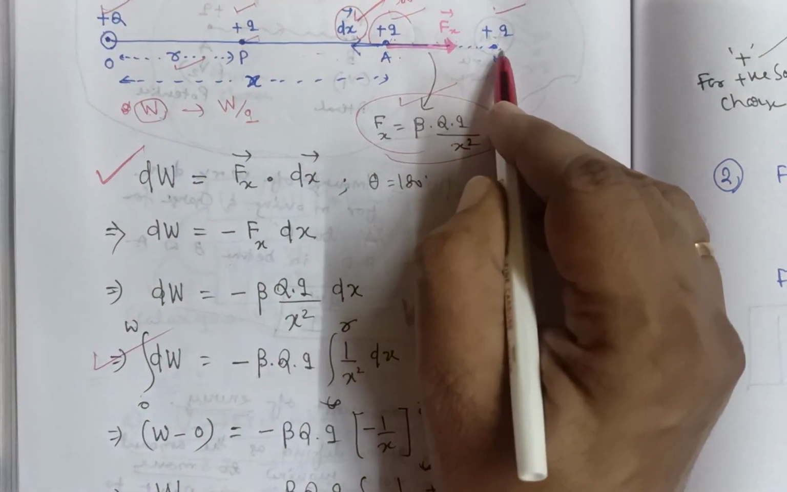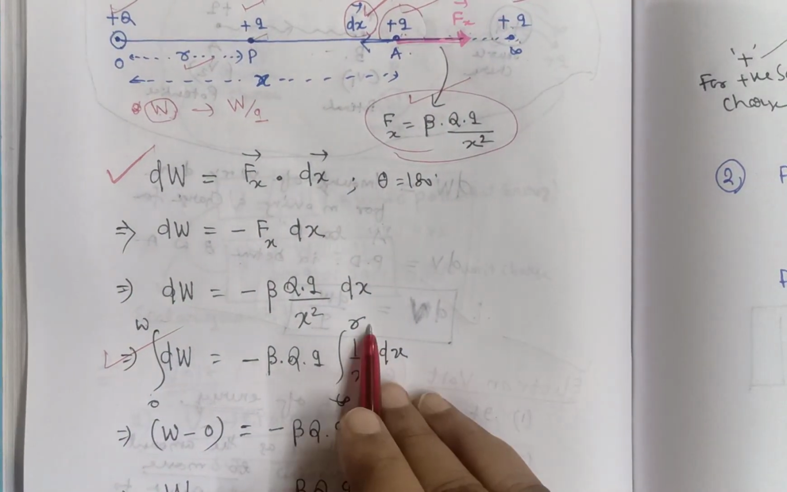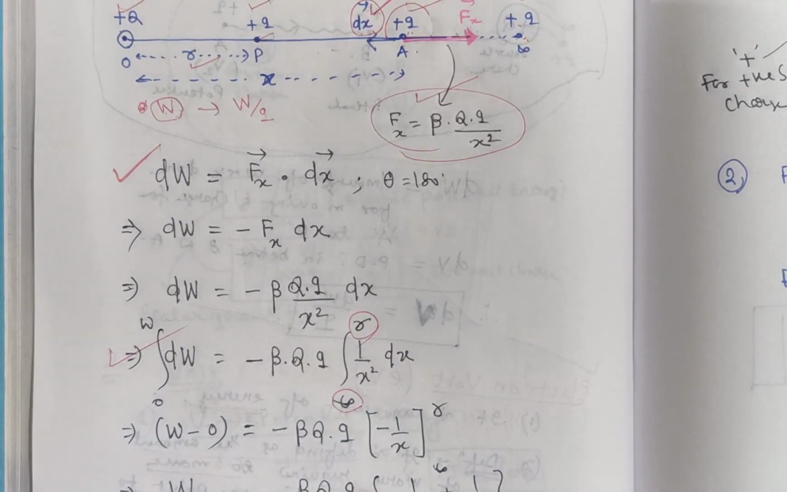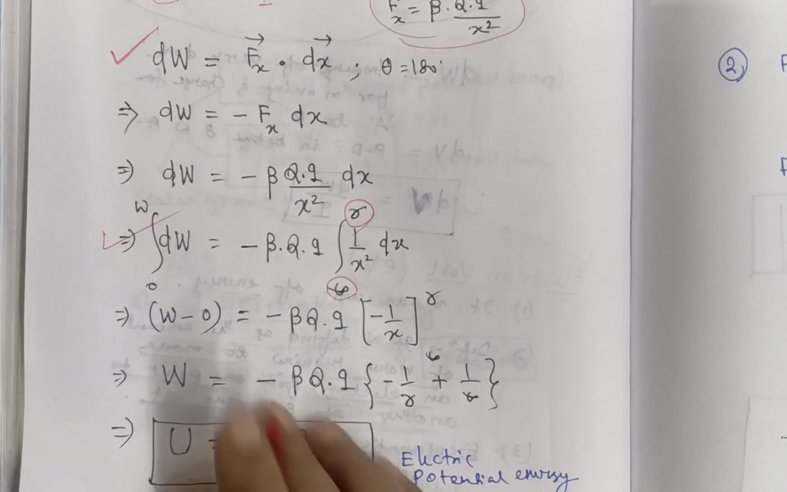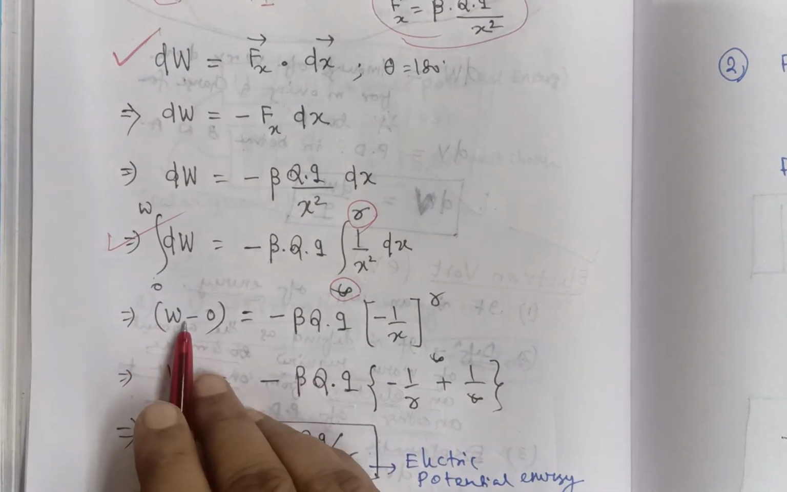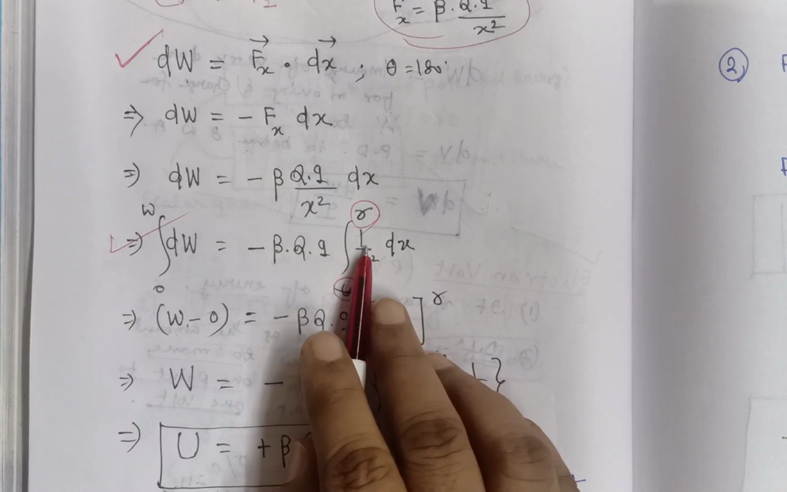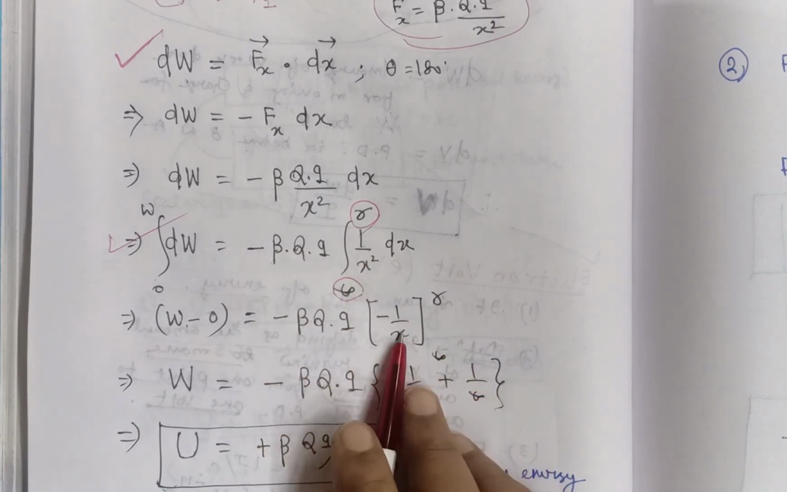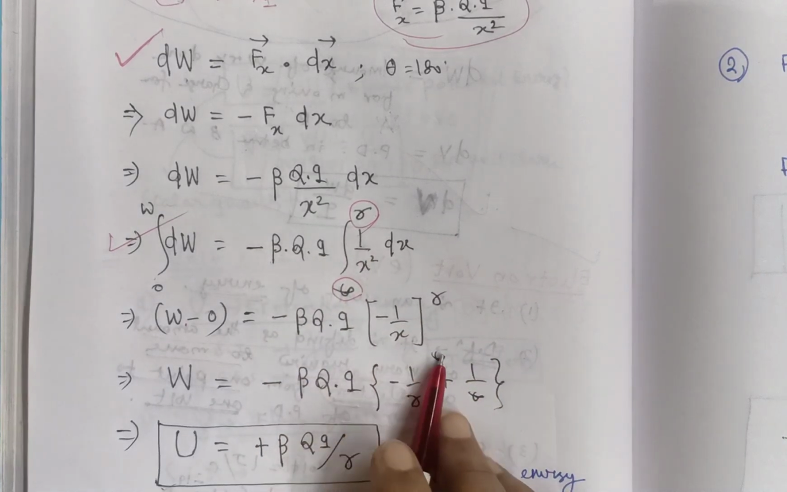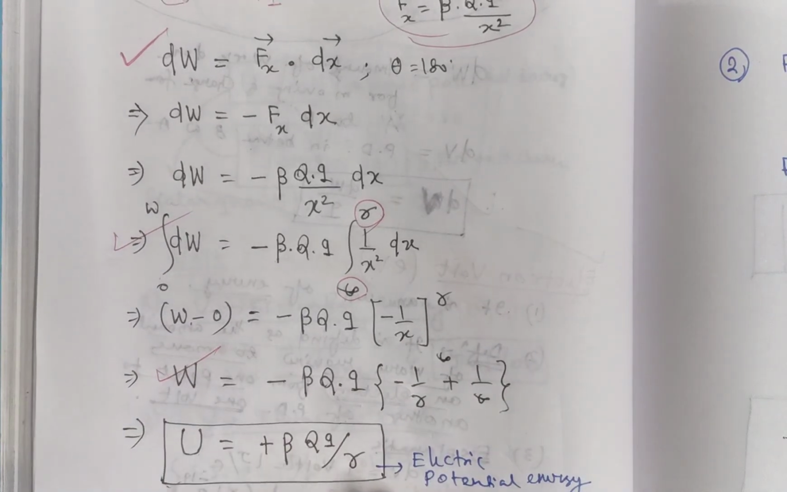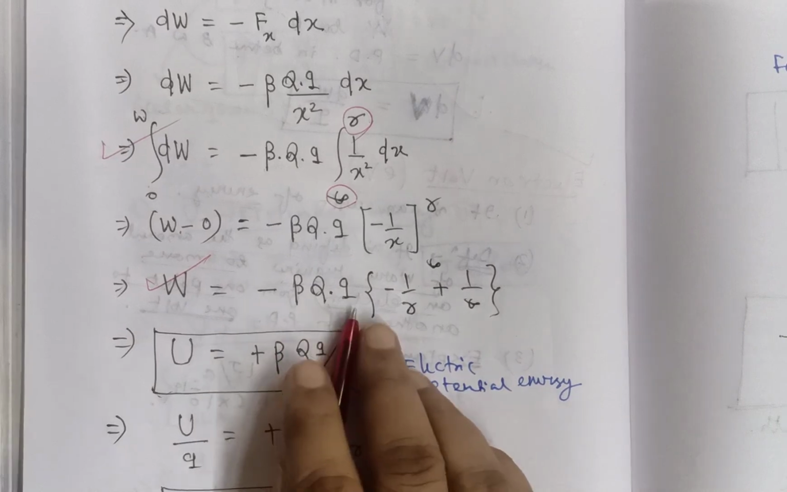Initially the x coordinate is infinite, and finally the x coordinate is r. This is the initial coordinate and this is the final coordinate. So the total work done by integration is W equals minus beta q and q. By using the principle of integration, the integral of 1 by x square is minus 1 by x, with limits from infinite to r. The total amount of work done is W here, minus beta q and q.